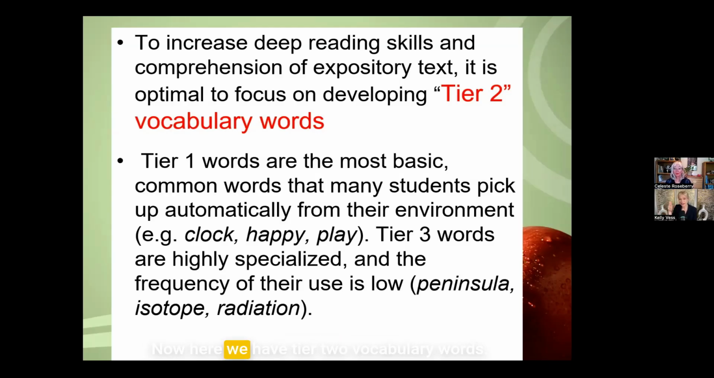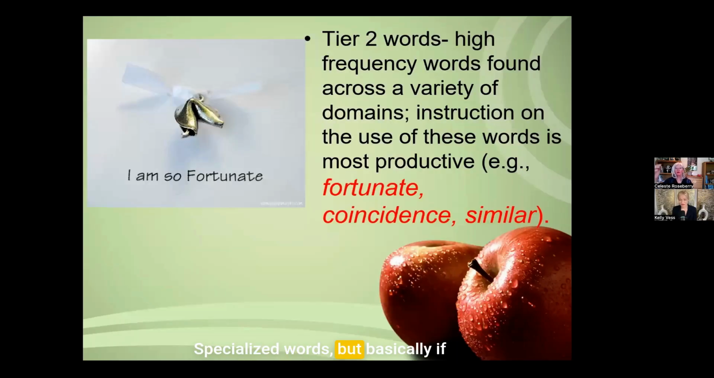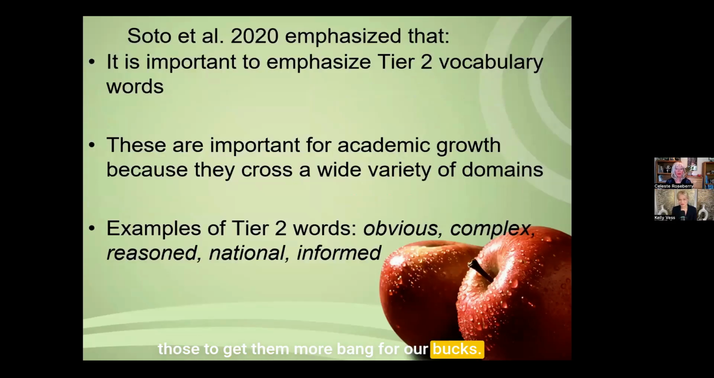100%. And now here we have tier two vocabulary words. Yes. And this is a point I really want to make, because we don't want to focus on tier one basic words. I don't work on tier three highly specialized words. But basically, if we work on tier two words, that's the most productive for our kids. Words like fortunate, coincidence, similar, these words go across the curriculum. And so what we want to do is focus on those to get more bang for our bucks.